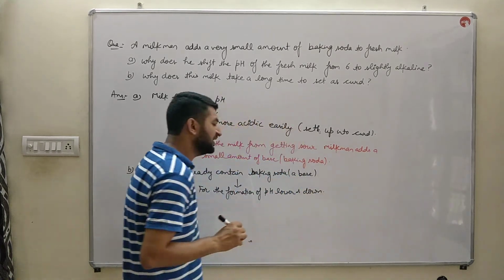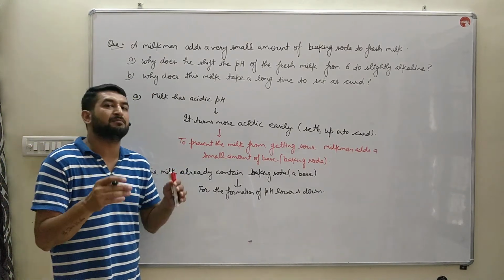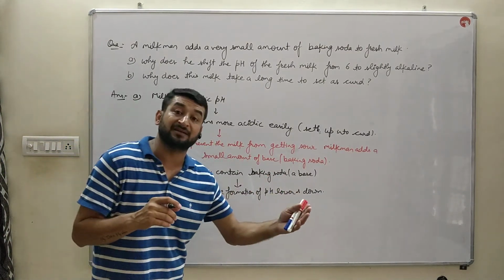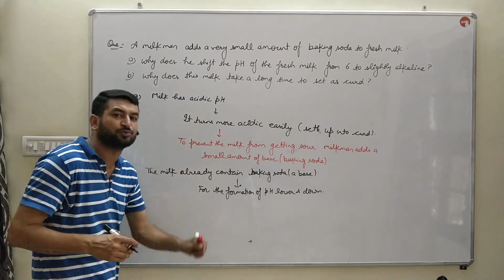As we have discussed, as the curd setup takes place, the lactose sugar present in the milk converts into lactic acid. So when acid forms, pH will fall down.